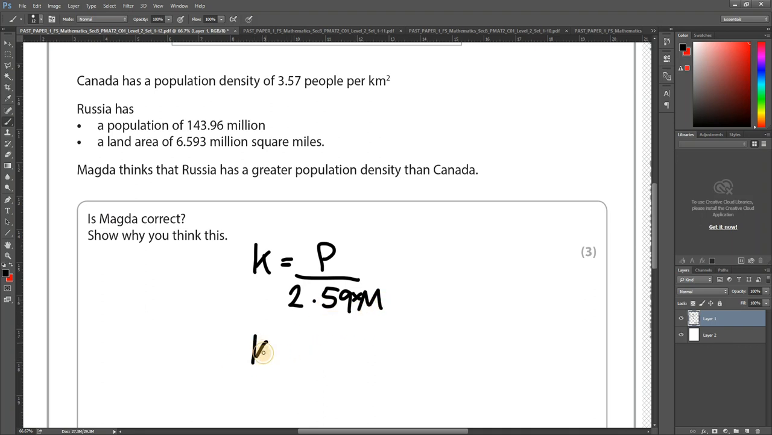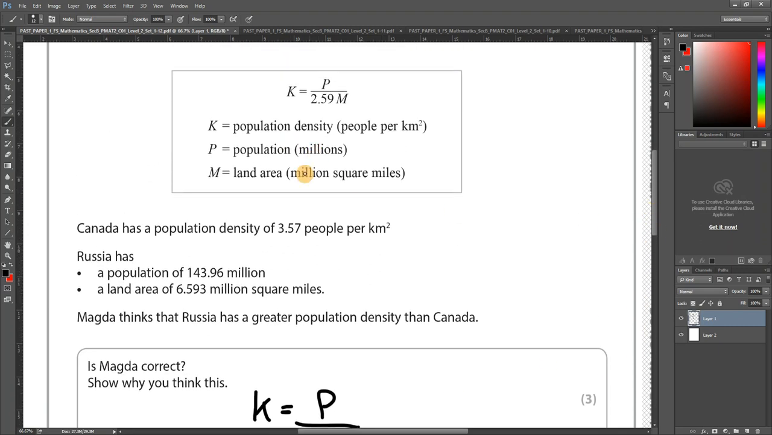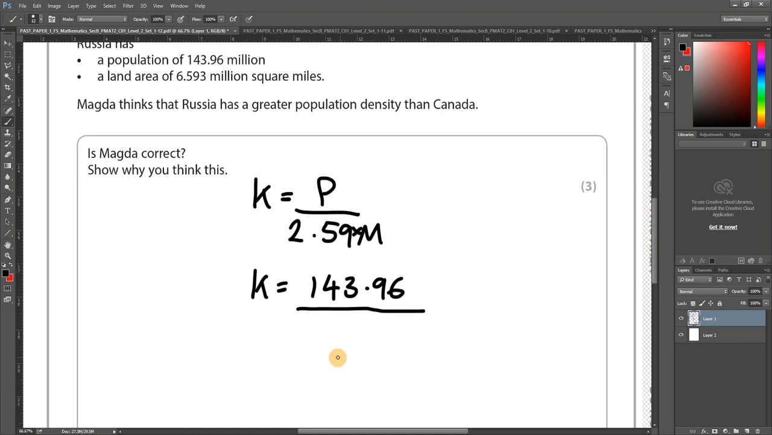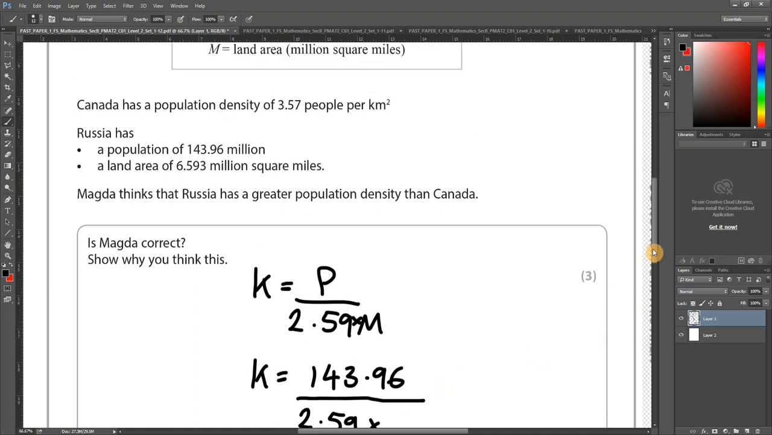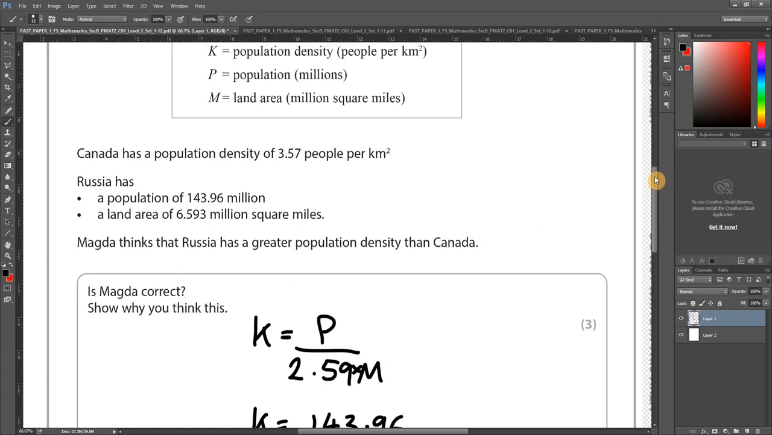So K is what we're trying to work out. P is the population, let me just double check, population in millions. So Russia had a population of 143.96 million. So we have to put 143.96, just like that. Yeah, so that's in millions already, over 2.59 times M, whatever M is. So M was the land area in million square miles. So land area here is 6.593 million square miles. So it's just 6.593 for M.